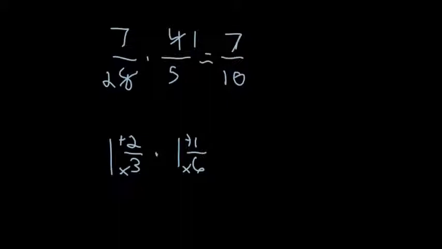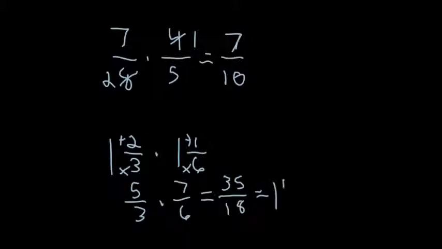3 times 1 is 3, plus 2 is 5, so I got 5/3 times 6 times 1 is 6, plus 1 is 7/6. Now let's see if I can reduce anything. 5 and 6 don't reduce, 7 and 3 don't reduce, so I just need to multiply. 5 times 7 is 35. 3 times 6 is 18. 18 will go into 35 once, with 17 left over. So I have 1 and 17/18.